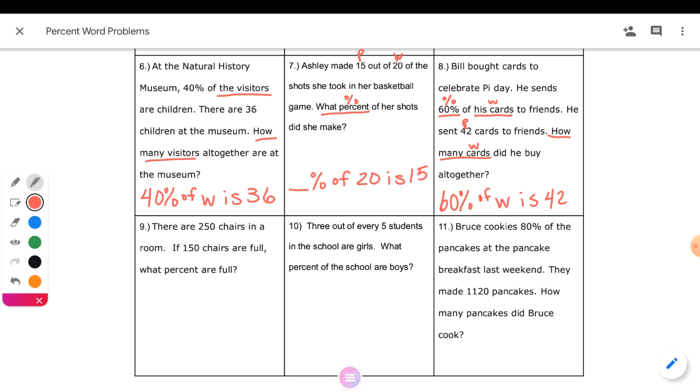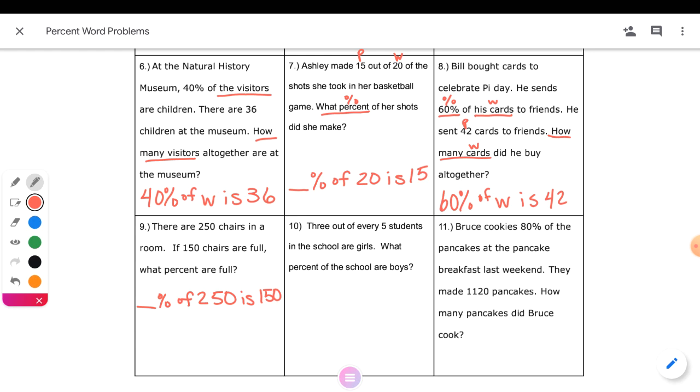Number 9, Jake, what did you come up with? Percent of 250 is 150, because 150 out of 250 are full. And then it wants to know what percent that represents.